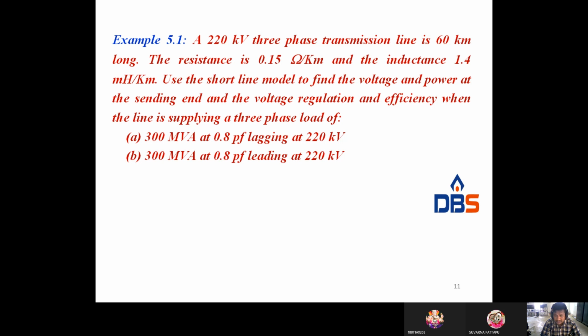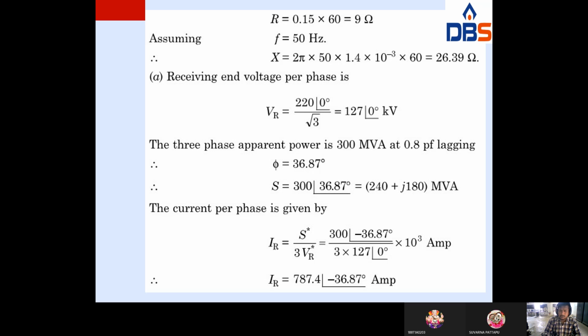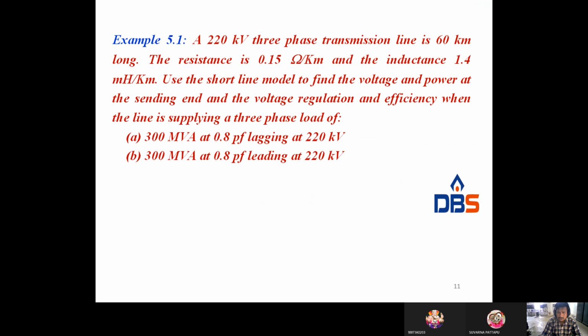Also calculate the voltage regulation and efficiency of the line supplying a 3-phase load of 300 MVA, 0.8 power factor lagging at 220 kV, right? This is the problem. They have given R equal to 0.15 into 60. The resistance is 0.15 ohm per kilometer, so for 60 kilometers it is 60 into 0.15.